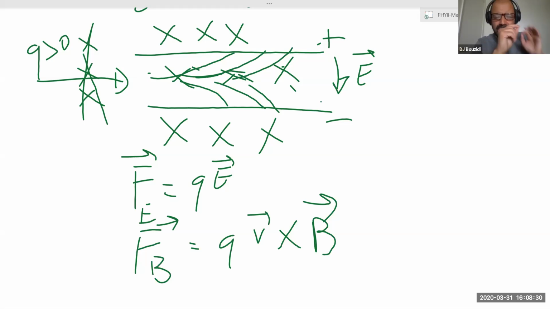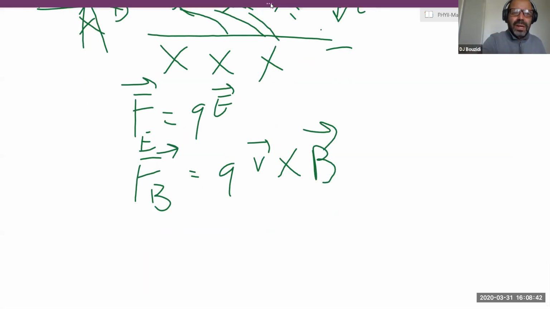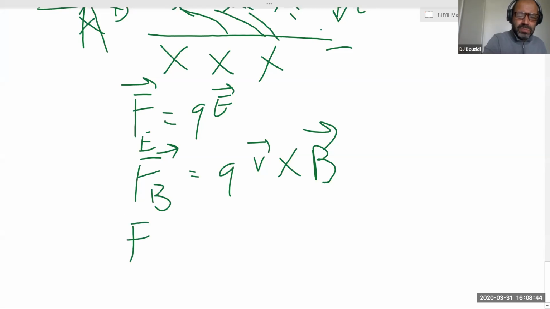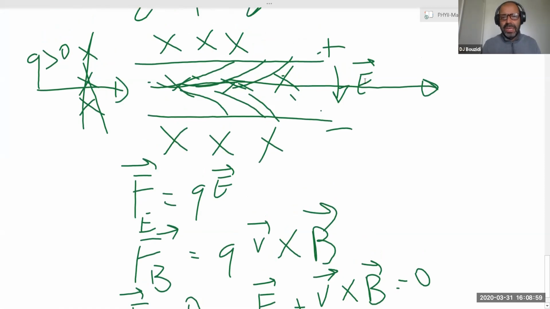The particles that have just the right velocity will be unaffected. They will come straight through, because these two forces cancel each other. And when they do, the particle will not be subject to any net force, because the sum of the forces is equal to 0. In other words, E plus V cross B equals 0. If that's the case, these particles will be unimpeded, basically as if there is no electric or magnetic field for them. So these particles that have the right velocity will come straight through.